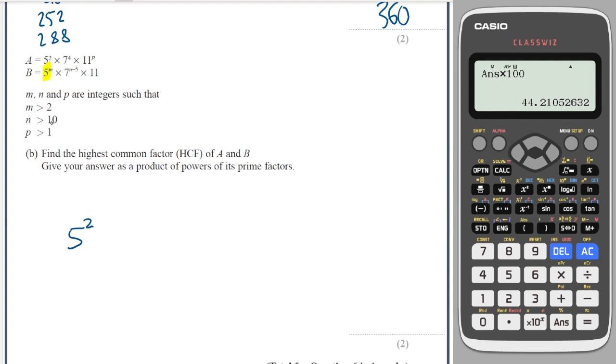And now it says n is greater than 10, and that means that n minus 5 is 5 or more. So again, the lowest number of 7s they share is 4. So it'll be 7 to the 4. And then here, p is greater than 1. So the lowest number of p's they share is just p to the 1. So that's how we would work out the highest common factor. If we were asked to work out the lowest common multiple using that method, then instead we would work out the power which is the greatest of the two, rather than the least of the two.